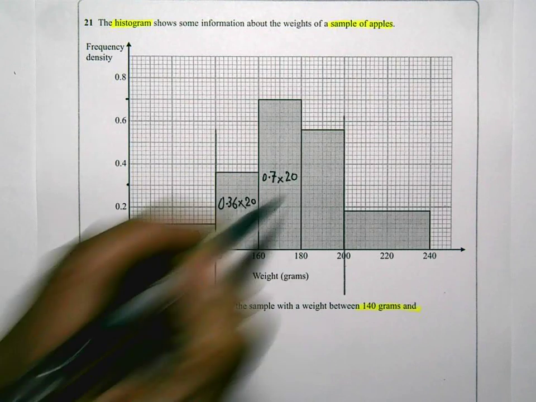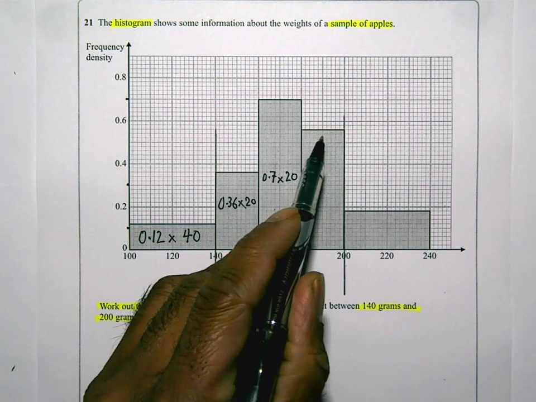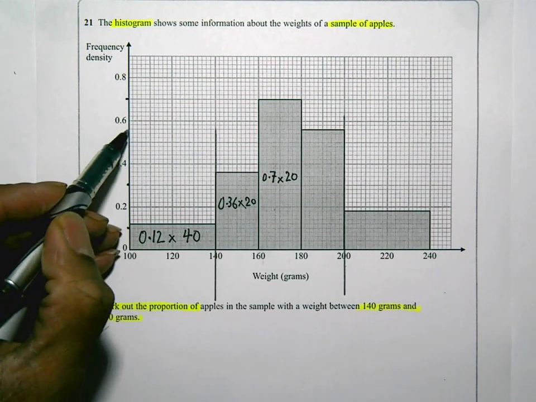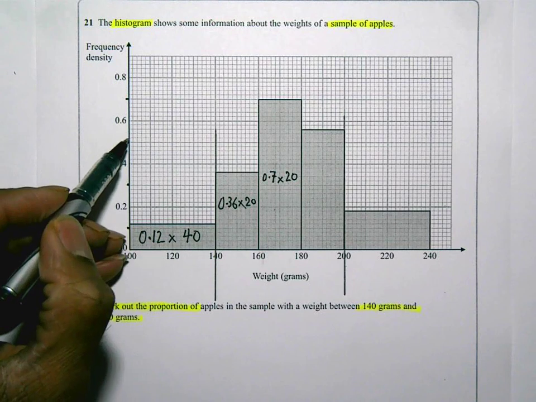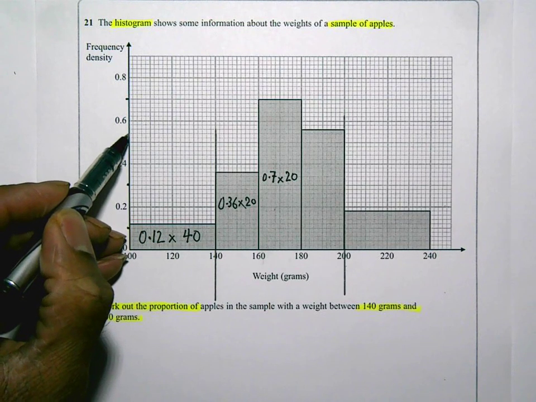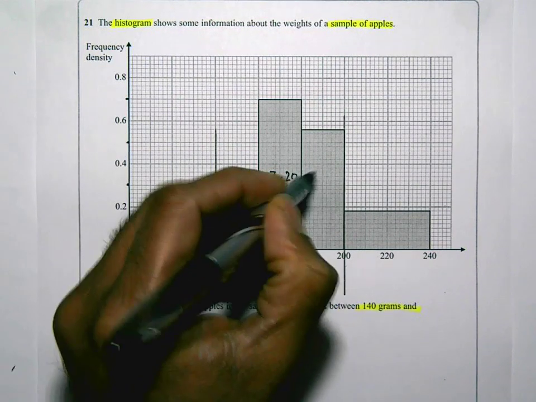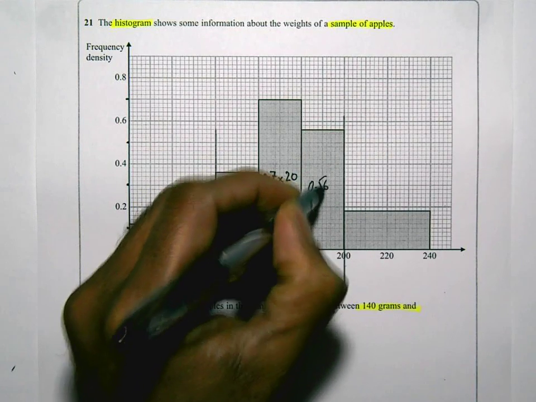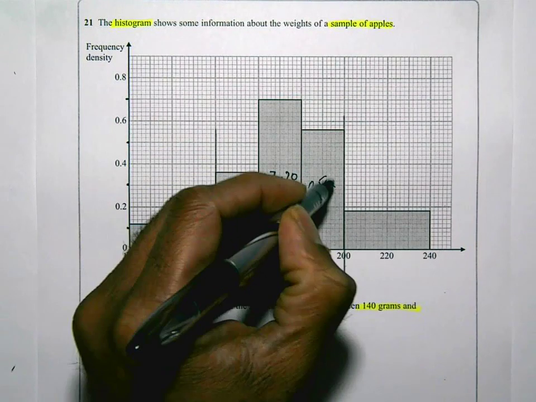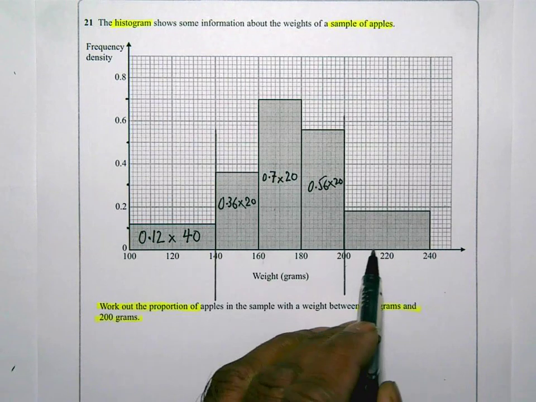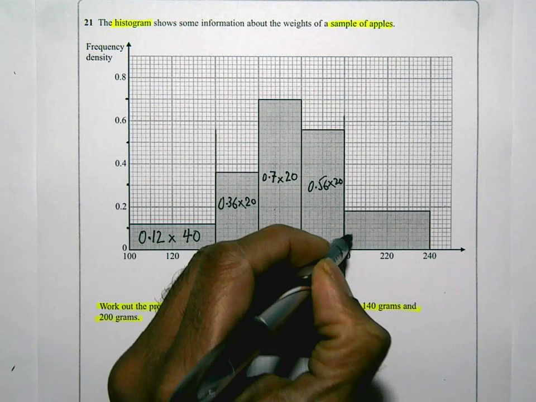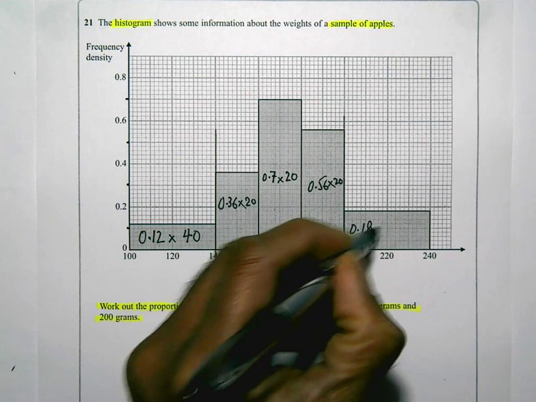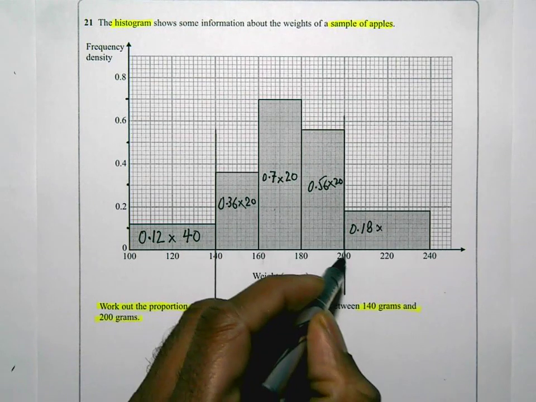This next bar goes just 2 under 0.6. So that there is 0.5, 0.52, 0.54, 0.56. So 0.56 times by 20. And then this last bar is just one below 0.2. So that's going to be 0.18. And times that by, that goes all the way across to 40.